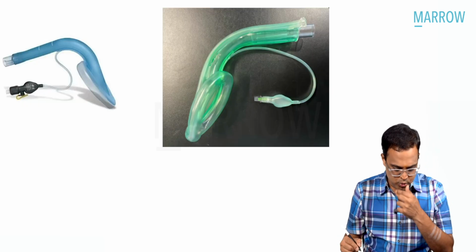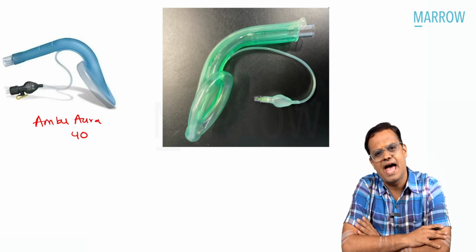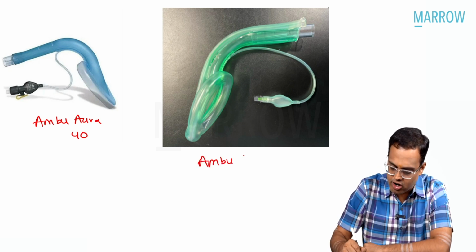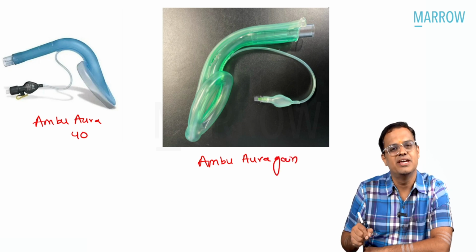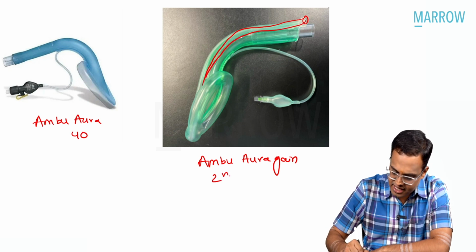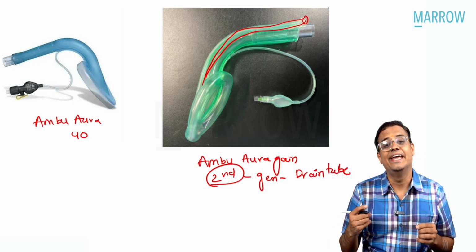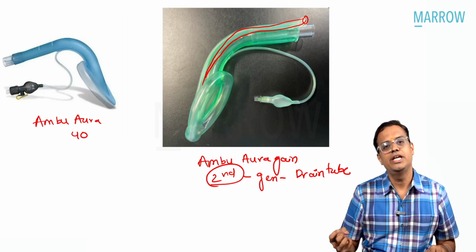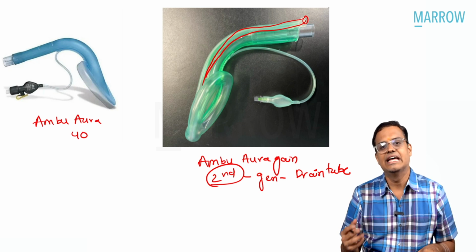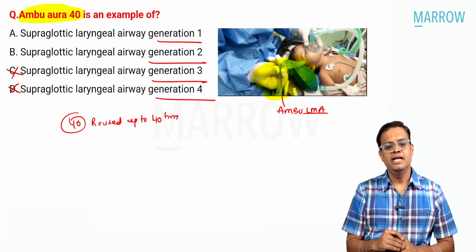If you want me to show the picture, this is the Ambu Aura 40. Out of all the LMAs made by the Ambu company, only one LMA is a second generation LMA, and that is called Ambu Aura Gain. This is the image of Ambu Aura Gain. Can you see here why it is called second generation? A second generation LMA should have a drain tube. That's it. Then only you can call it a second generation LMA. So this is Ambu Aura 40. At least they should have provided some image in the entrance examination, because there are so many companies producing LMAs, right?